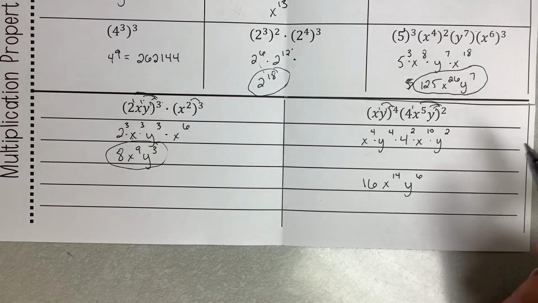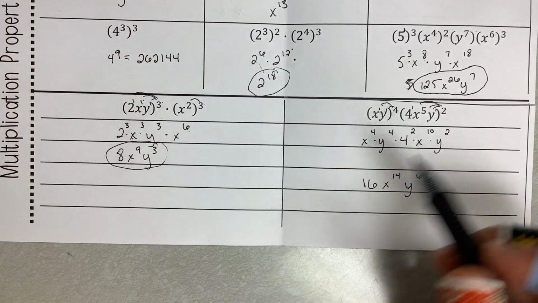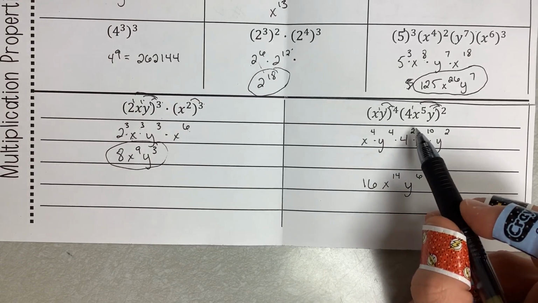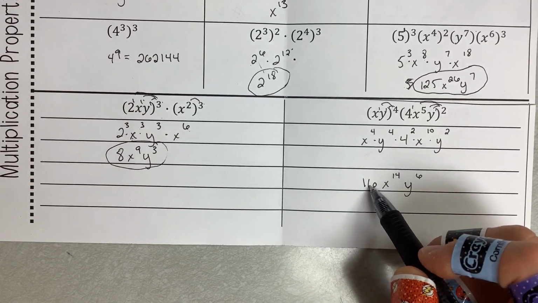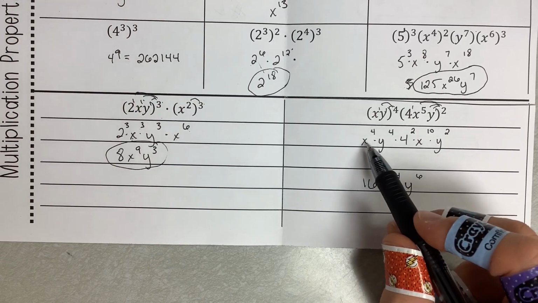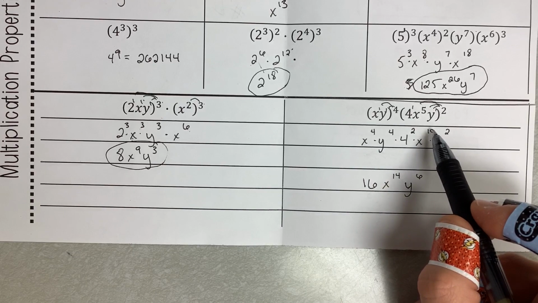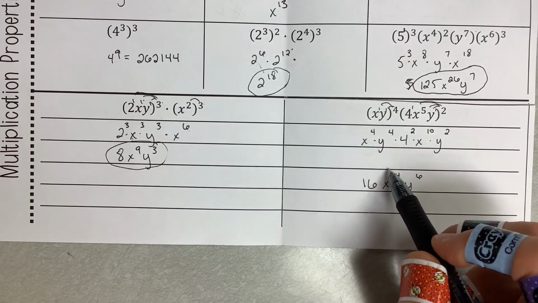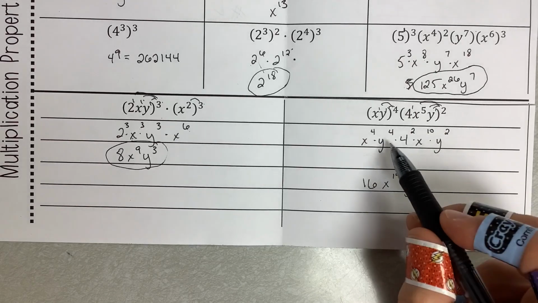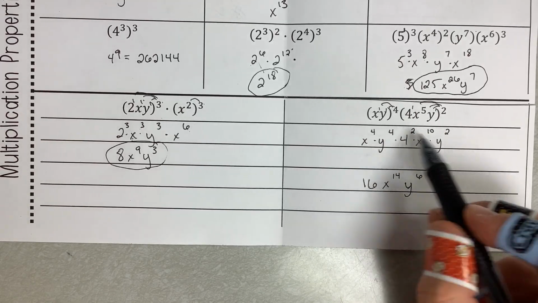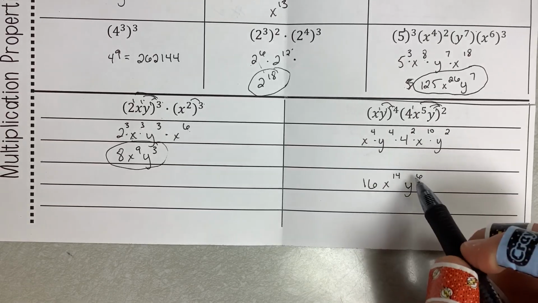And so I look for like bases. Well, first off, I just put my numbers first. 4 squared, I know 4 squared, 4 times 4 is 16. That's how the 16 came about. I got like bases of x's, x to the 4th times x to the 10th. When you're multiplying like bases, you add your exponents, so 10 plus 4, 14. And I also had like bases for my y's, right? Y to the 4th times y squared, 2 plus 4, 6.